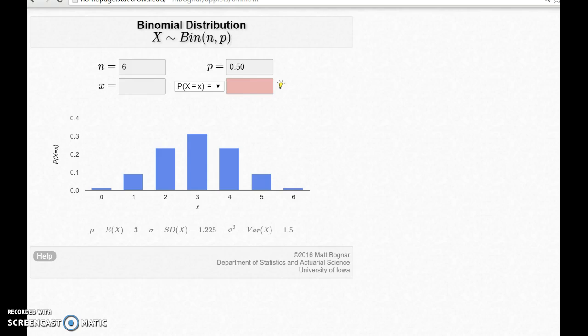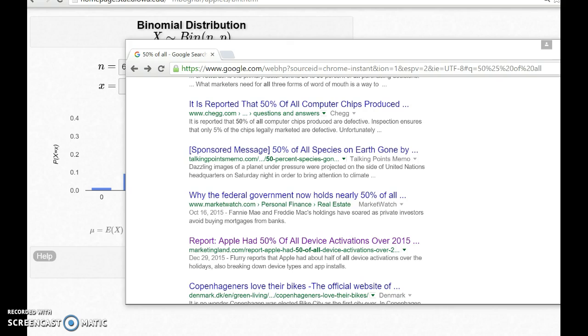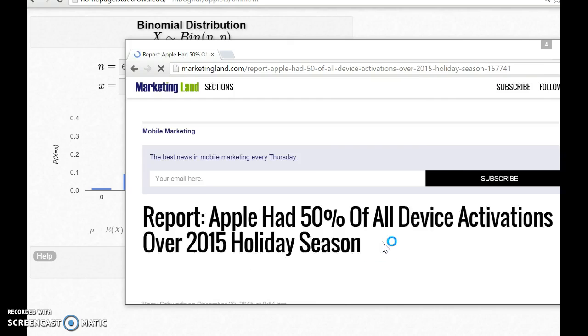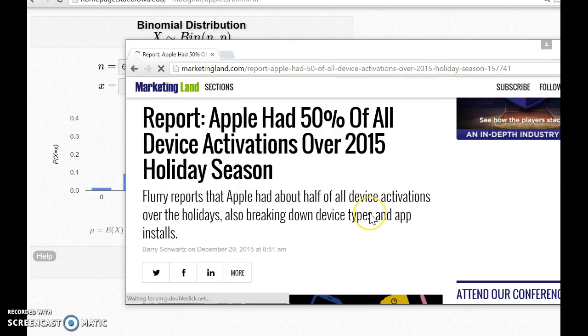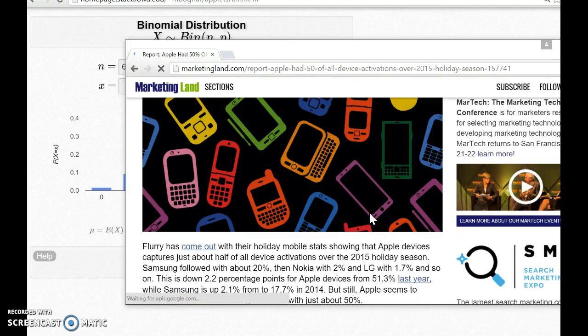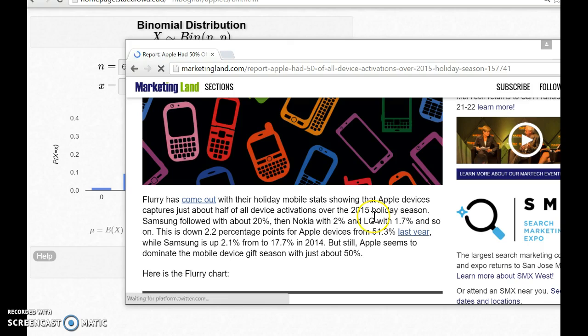is still at the coordinates n equals 6 and p equals 0.5. I Googled, quote, 50% of all, end quote, and found this from December 2015. Report: Apple had 50% of all device activations. Let's set X equal to the number of device activations out of 6 trials.